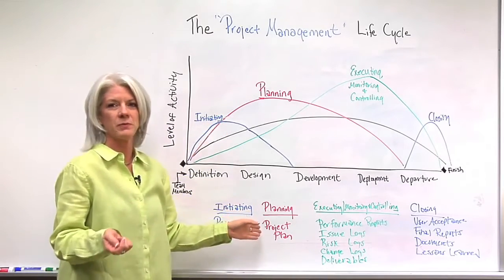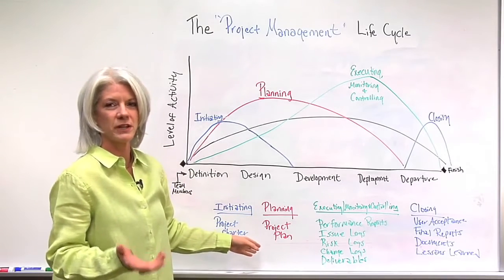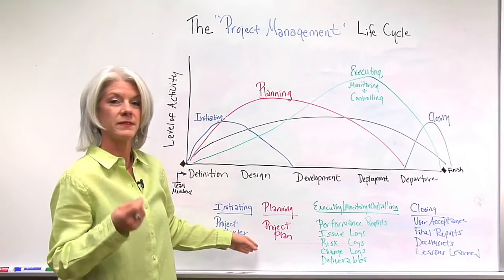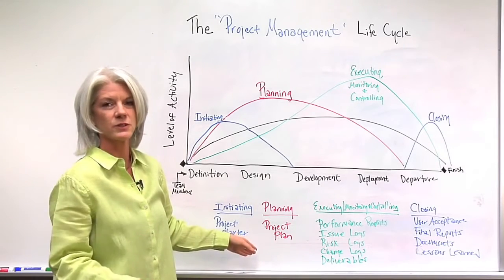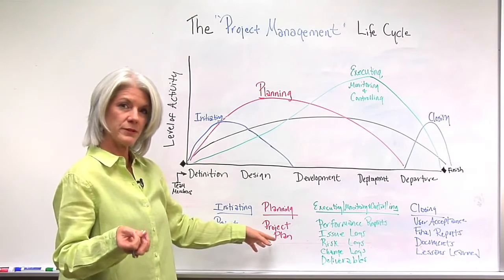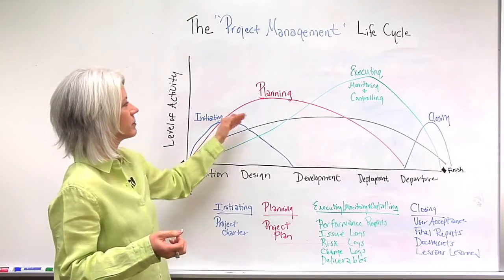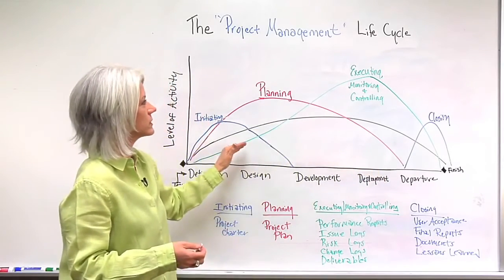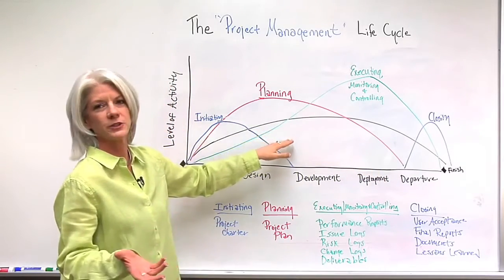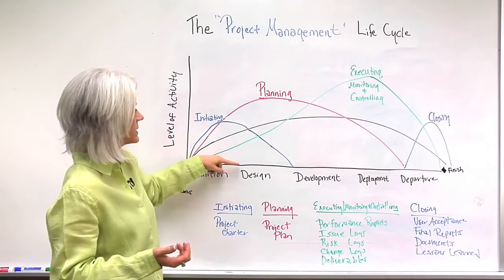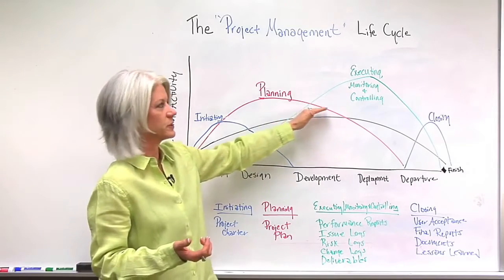With the planning, remember the main deliverable is the project plan. So you're coming up with the processes of the schedule, the milestones, all of the main deliverables to be produced in that project. And so the planning continues throughout the project through the departure, and then also the executing, monitoring, and controlling of the project begins. So you can see as the delivery starts, the executing, monitoring, and controlling.